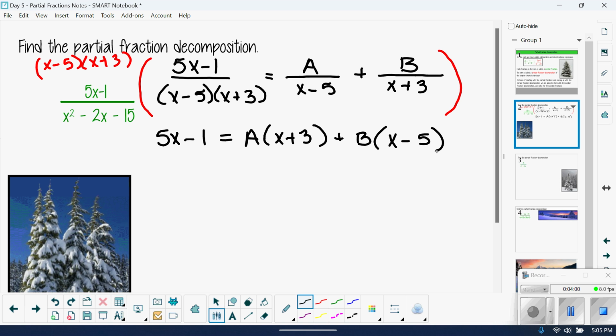Now, there's a couple different ways that you can do it from this point. I'm going to show you how to do this one by hand, but there is a way to do these on the calculator as well. I'll show you the calculator ones on some of the harder problems because these aren't too hard to do.